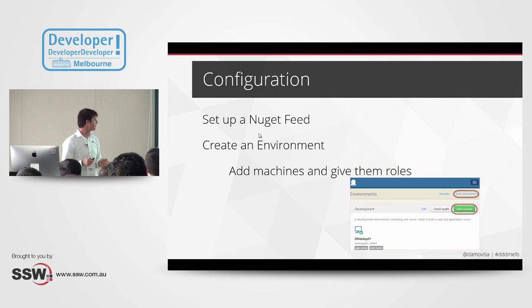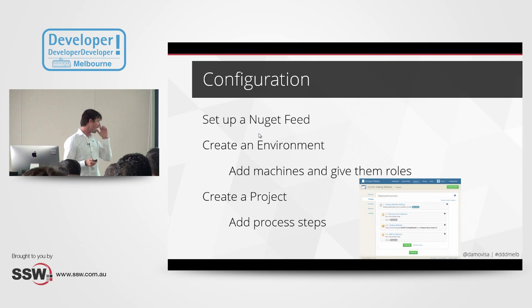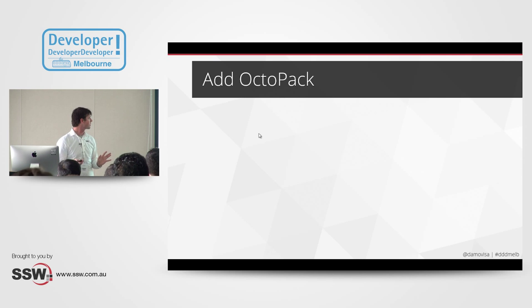So you set one of those up, you create an environment, and then you add machines and give them roles, so your web servers and your app servers and your database servers and all that kind of stuff. And then you create a project and you add your process steps. So pretty clear, pretty straightforward.